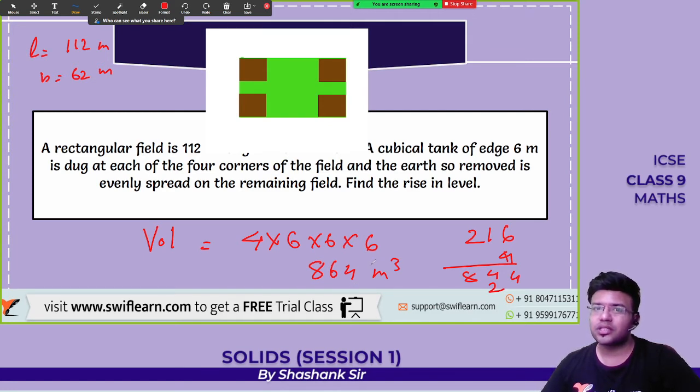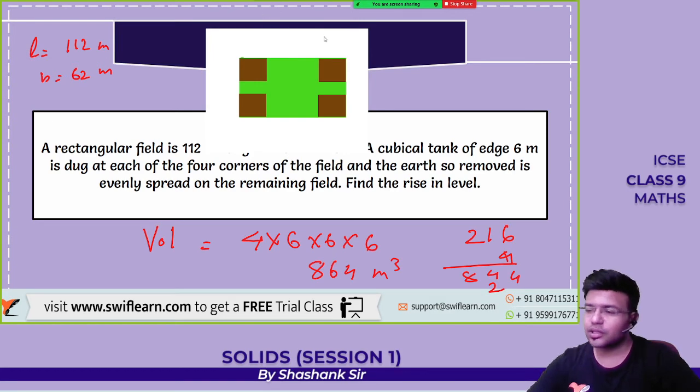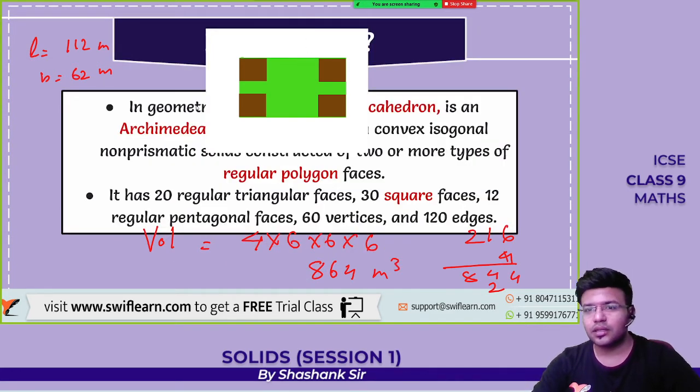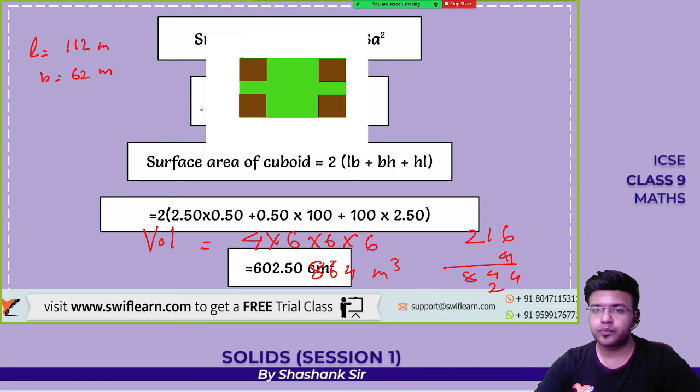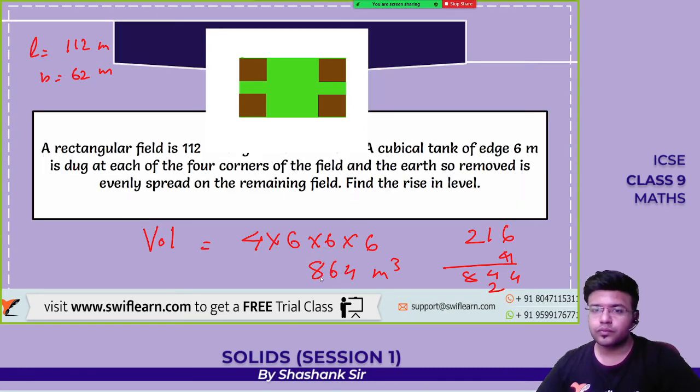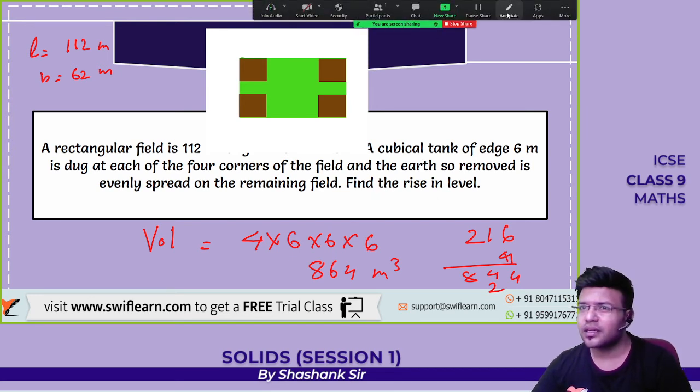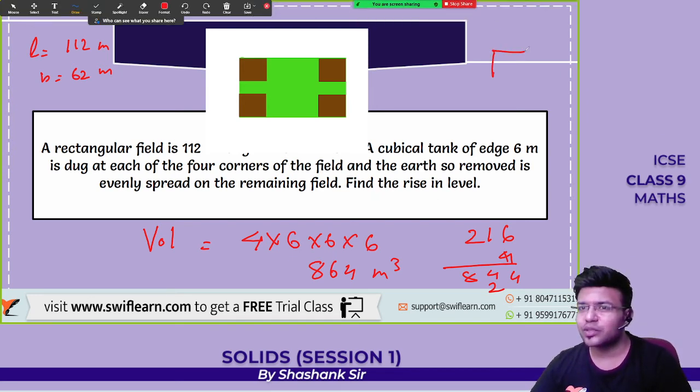Now this level is spread evenly across this portion. So find the rise in level. How to do this? Let's see this. This is the volume dug. Now we need to equally spread this. So it's dug at four corners of the field and the earth so moved is evenly spread in the remaining field. Find the level rise. So the level rise will be like this.